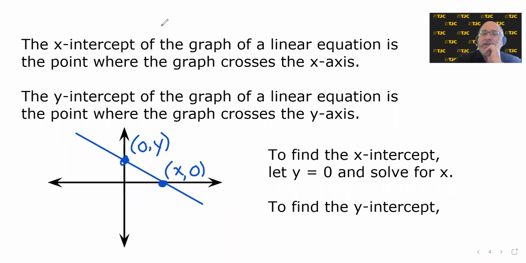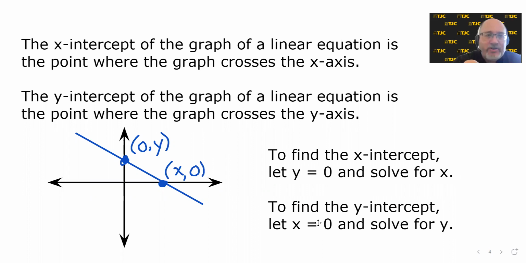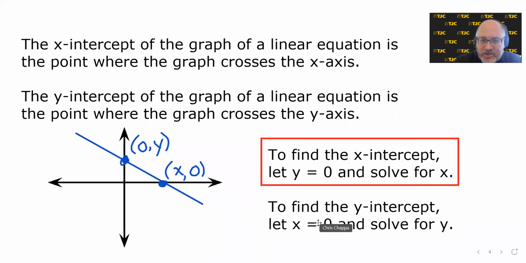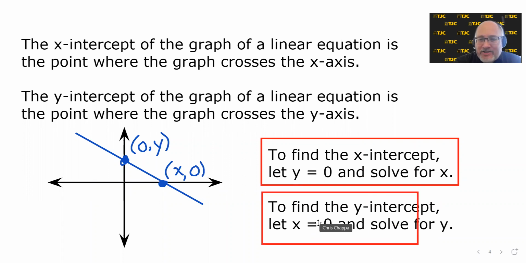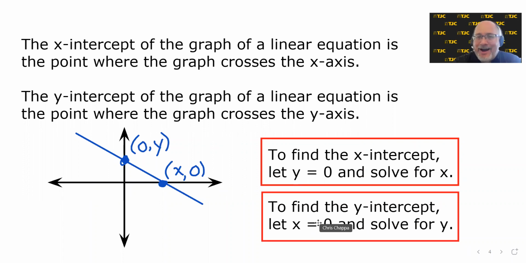Number one, to find the x-intercept, let y equal 0 and solve for x. And vice versa, to find the y-intercept, let x equal 0 and solve for y. And I want to repeat that this procedure, this process, if you will, for locating x and y intercepts is not specific to linear equations. It works for any equation.